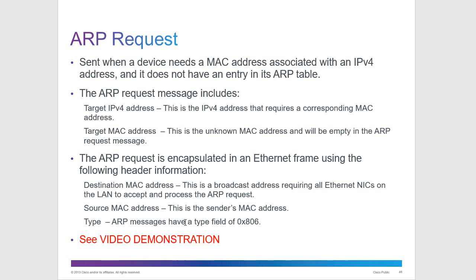So the ARP request is encapsulated using this header information you see below: the destination MAC address is a broadcast. So that's going to be all Fs. That's what you have for a broadcast MAC address, all Fs. All right. The source MAC address is the sender's MAC address, and then the type field. We saw the different fields of your Ethernet frame very early on in the video. That's going to have a field type of 0x806, and that's an ARP message.